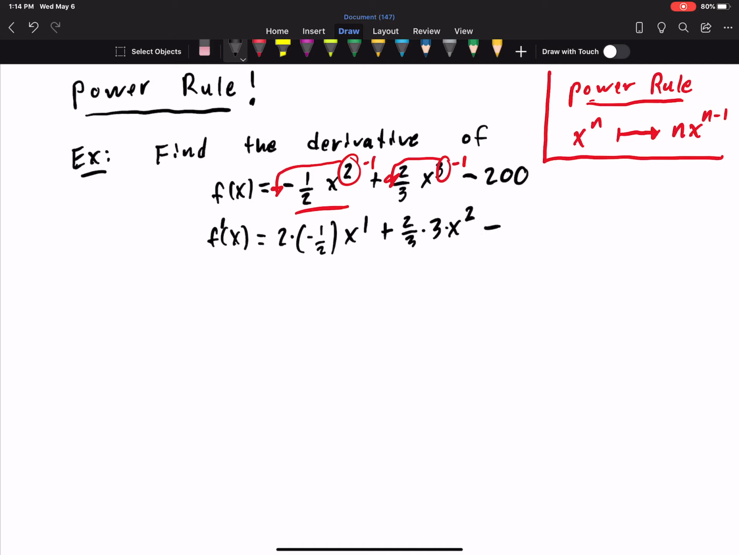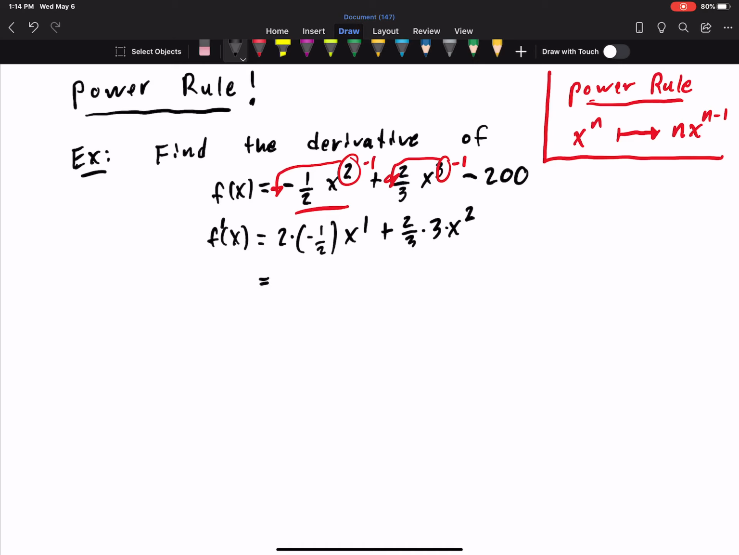Now finally, this minus 200. As mentioned in previous videos, when you derive a constant, it vanishes, it goes away, it goes to 0. So the derivative of minus 200 is 0. Or you can subtract 0, add 0, it doesn't matter. So we don't actually need to write anything for that, it just vanishes, gone. Whew. All right, now let's simplify a little bit.